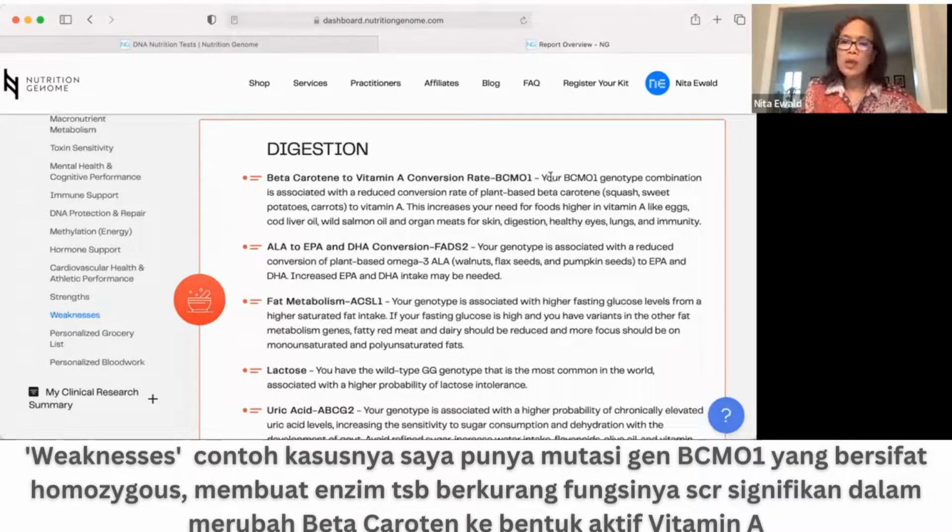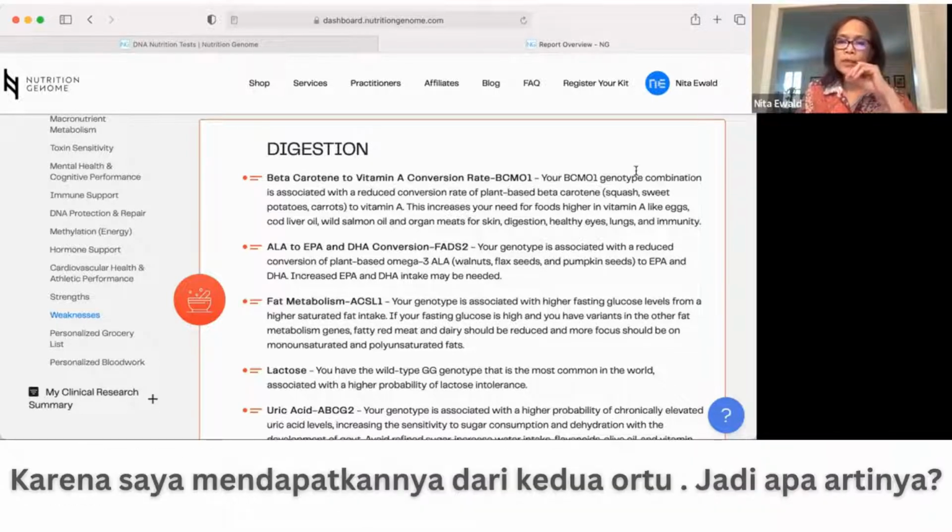So I have a BCMO1 gene mutation, and I think it's homozygous. So that's the homozygous part of it that you need to understand more, because this gene means that the enzyme BCMO1 has significantly reduced ability to convert beta carotene to vitamin A, because I inherited from both parents.